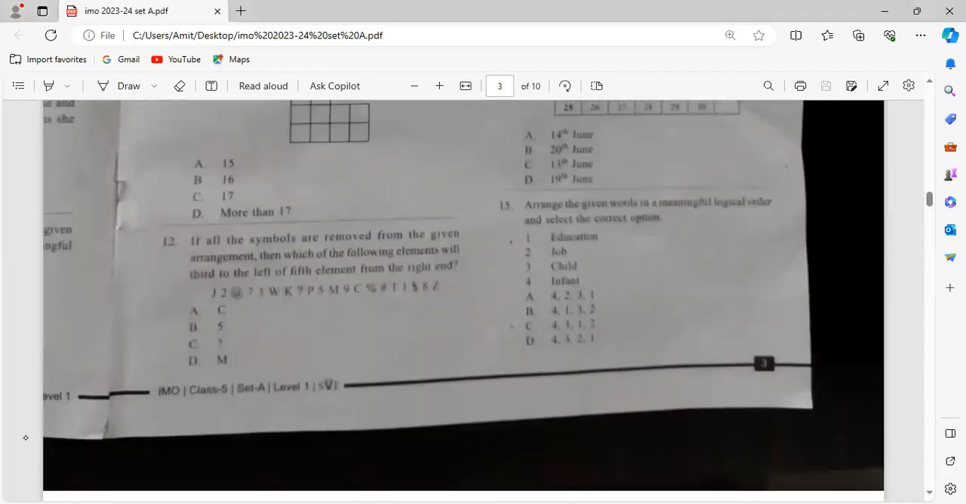If all the symbols are removed from the given arrangement, then which of the following elements will be third to the left of the fifth element from the right end? So they are saying if all these symbols are removed, so suppose you remove these symbols. This is a dollar sign.